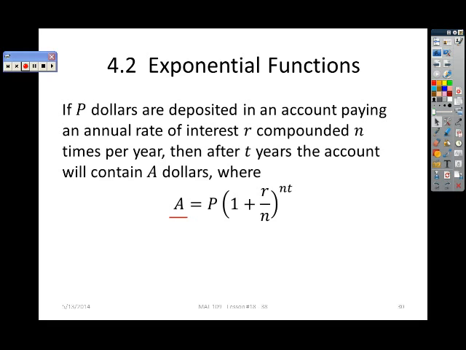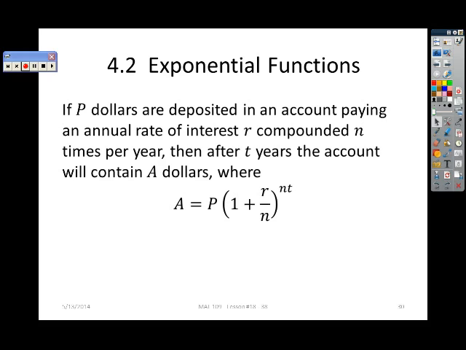In this case, this is the amount for the future. The P is the amount started with. R is still interest per year, percent per year. You write it as a decimal, though. So interest per year. But now we're going to add a parameter N, where N is how many times per year you are compounding that interest.